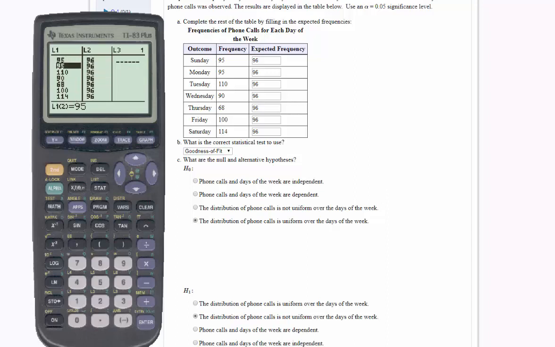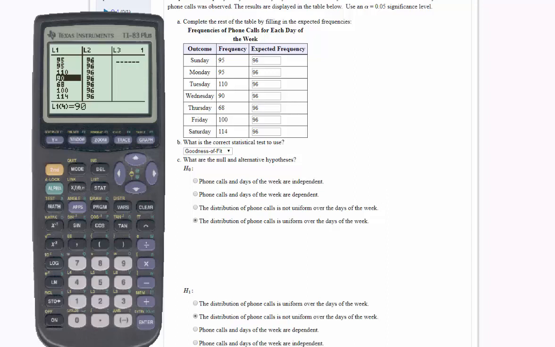Let's see what's going on here. So some days we have a pretty close number as far as the expected, right? So we got 95, expected 96. Others a little bit more, 110, expected 96. Here it's a little less, 90, but expected 96. So overall, we're trying to see if these differences are significant. If overall our differences are too much.